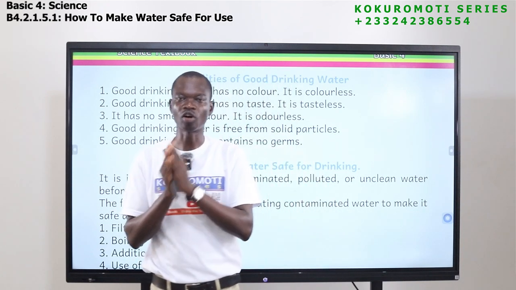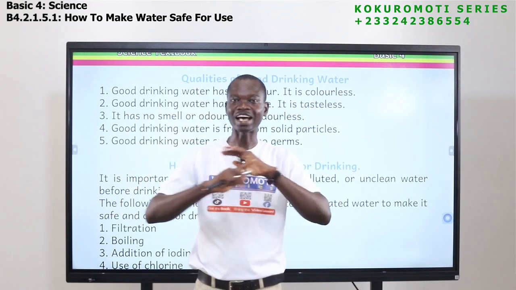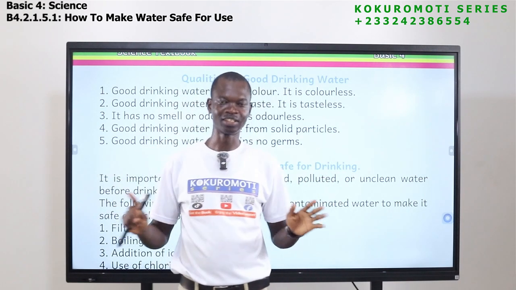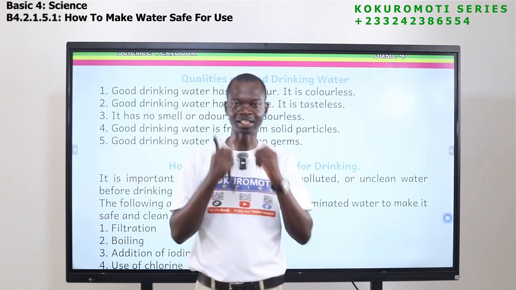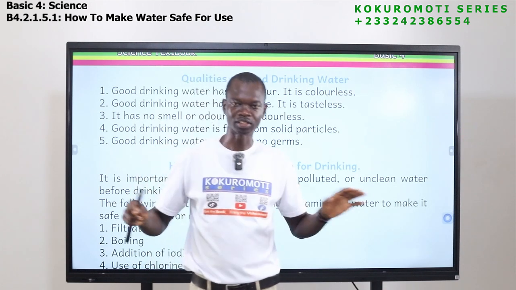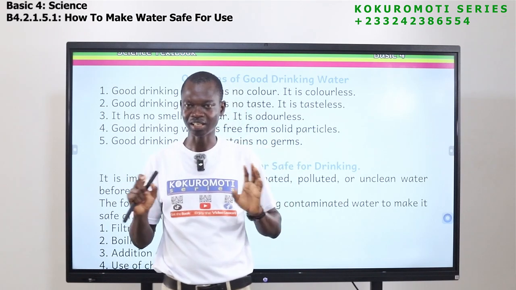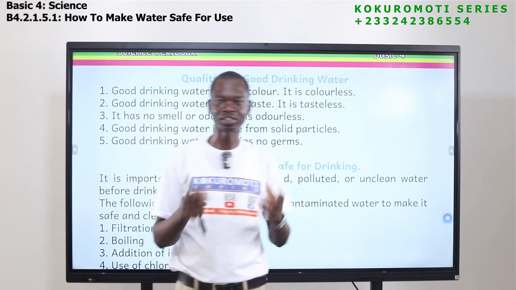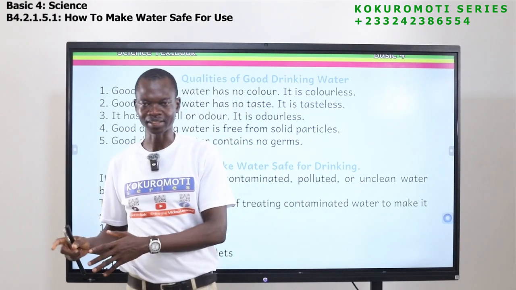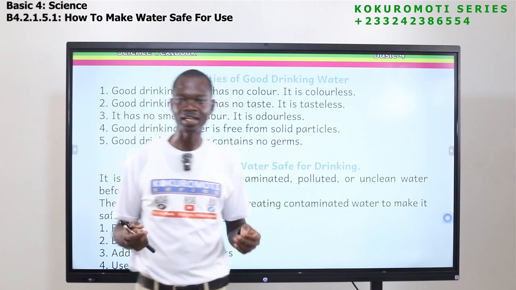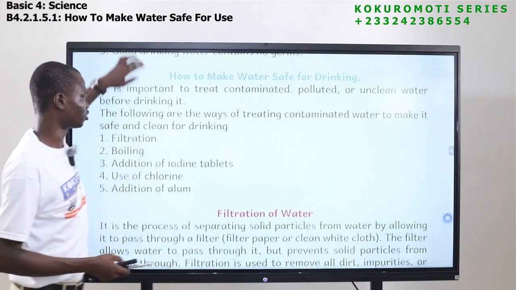So clean water or good drinking water has some qualities, and the qualities that we have seen is that, one, water has no color, so it is colorless. Water has no taste, so it is tasteless. Water has no odor, it has no smell or scent, so it is odorless. Water contains no germs. Clean water contains no germs. And also, clean water is free from solid particles, meaning it does not contain solid particles. So these are the things that you should look out for anytime you are drinking water, so that you do not drink water and later on you fall sick.